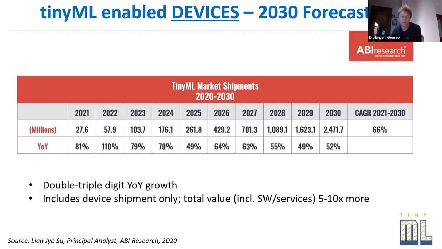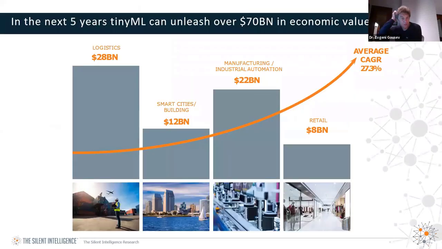with tons of opportunities. And if you're talking about the dollar value, there are also some verticals: logistics, smart cities, manufacturing, infrastructure. So I think the belief from this market report is that in the next 5 years, we'll be probably unleashing close to 100 billion economic value. And that includes, again, software, services, everything. So it's a huge opportunity.